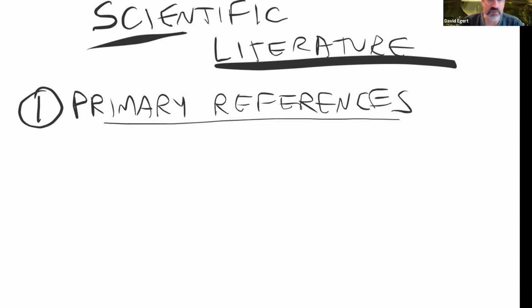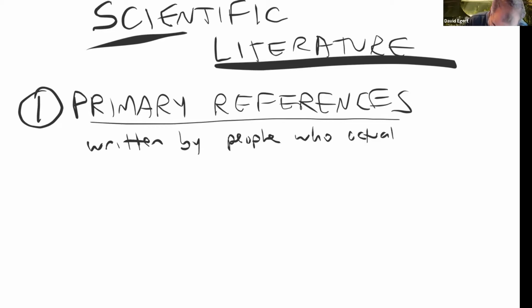Primary references refer to scientific articles that are written by the actual people who did the research. So you're getting the results from the horse's mouth, so to speak. And they are typically published in what are called peer-reviewed journals.